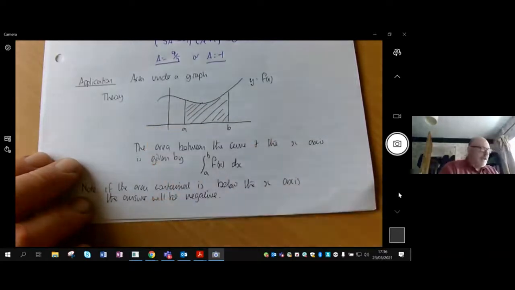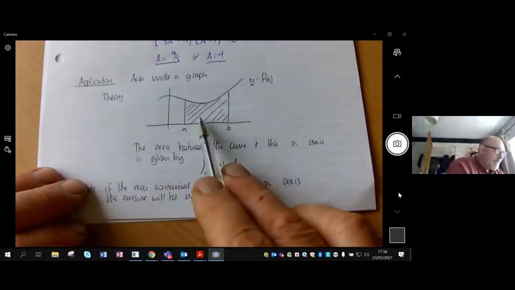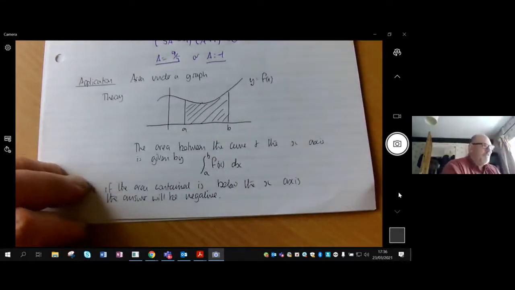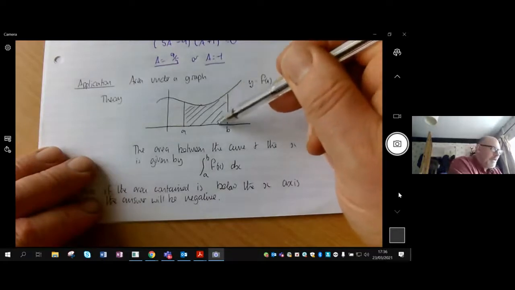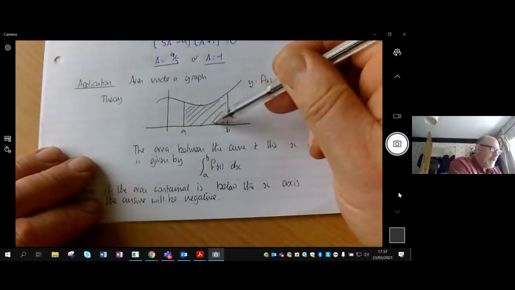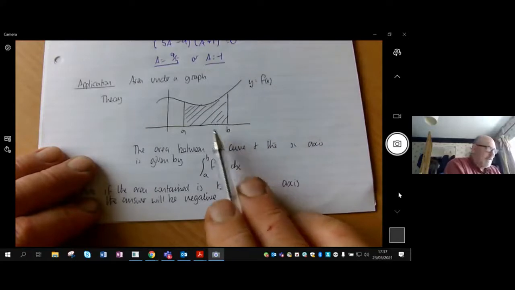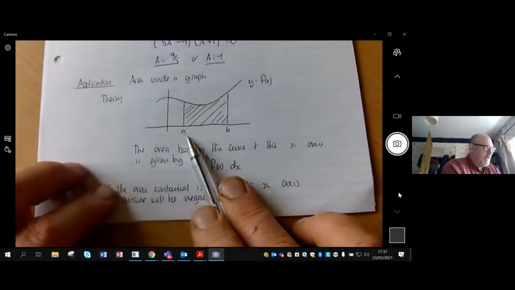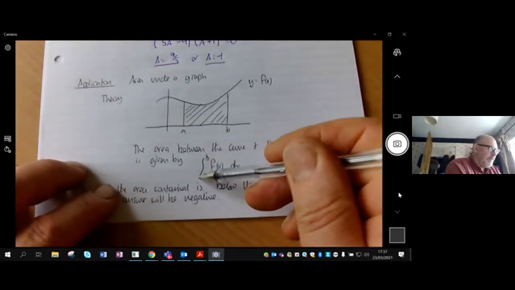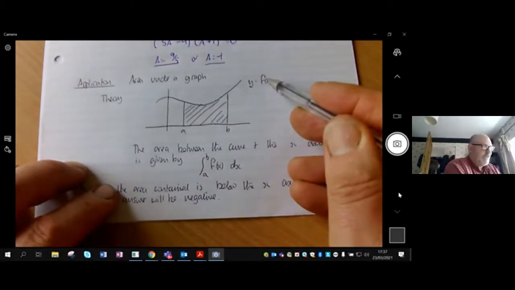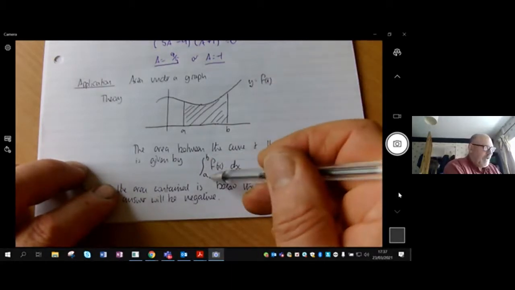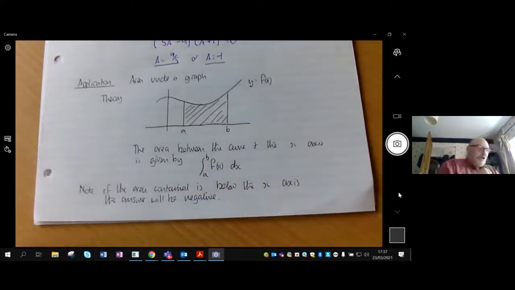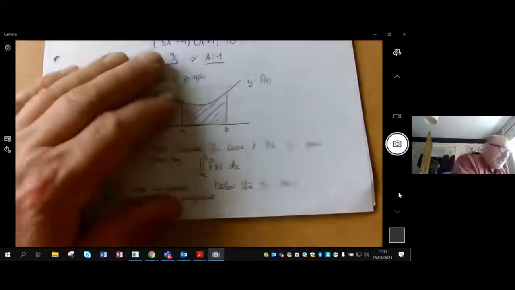Okay. And the area under the curve, or we say under the curve, it's not always under the curve, but the area between the curve and the x-axis between b and a, so the biggest value and the smallest value, is given by the integral of the function, whatever the equation of the line is, between the limits of b and a with respect to x. Okay, now obviously you might have this situation.